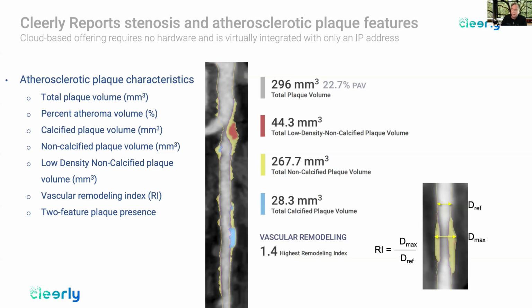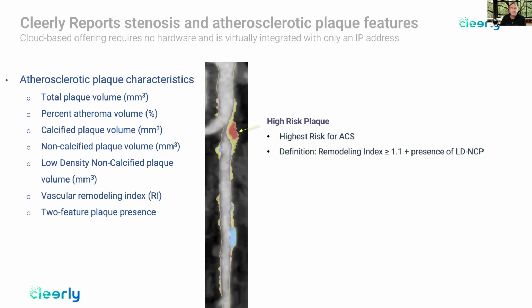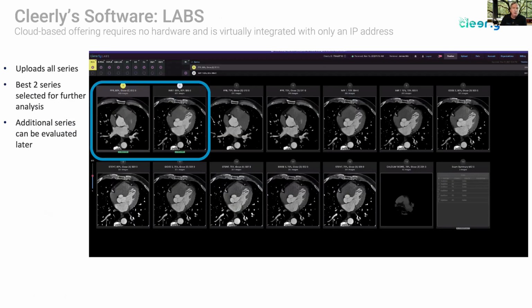And the remodeling index, for those of you who may not know, is just a ratio when the plaque bulges outward. It's a ratio of the outward lumen wall to that of the more proximal normal lumen diameter. So it's a measure of outward bowing of the artery because of plaque that's inside. And the presence of outward remodeling and the low density plaque is what we refer to as high risk plaques or two-feature plaques.